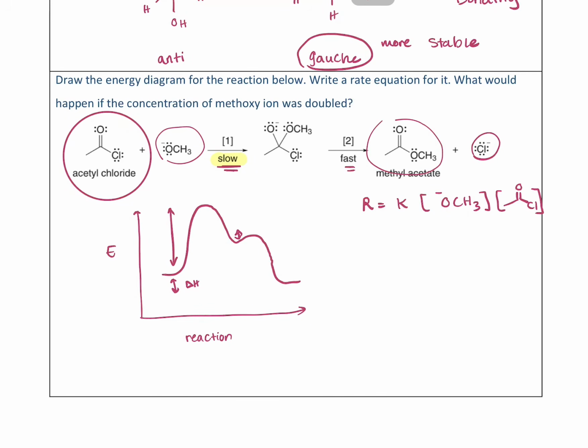And then lastly, we have what happens if the concentration of methoxide ion is doubled. So if this is doubled, then the rate of the reaction is going to be doubled as well.